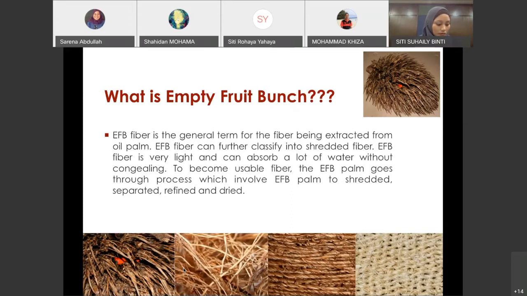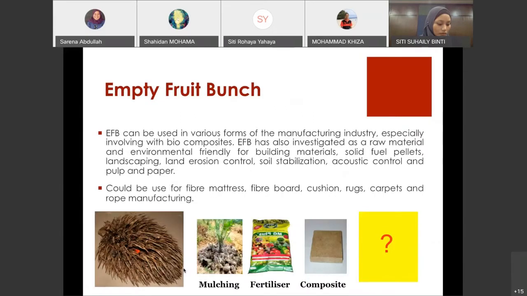So there are a lot of methods and processes before it can be used to produce other products. Okay. EFB can be used in various forms of the manufacturing industry. As I said just now, EFB has also been investigated as an environmentally friendly raw material for building materials, landscaping, land erosion control, soil stabilization, caustic control, and pulp and paper. These can also be used for fiber mattress, fiber board, cushions, rug, carpet, and roof manufacturing.